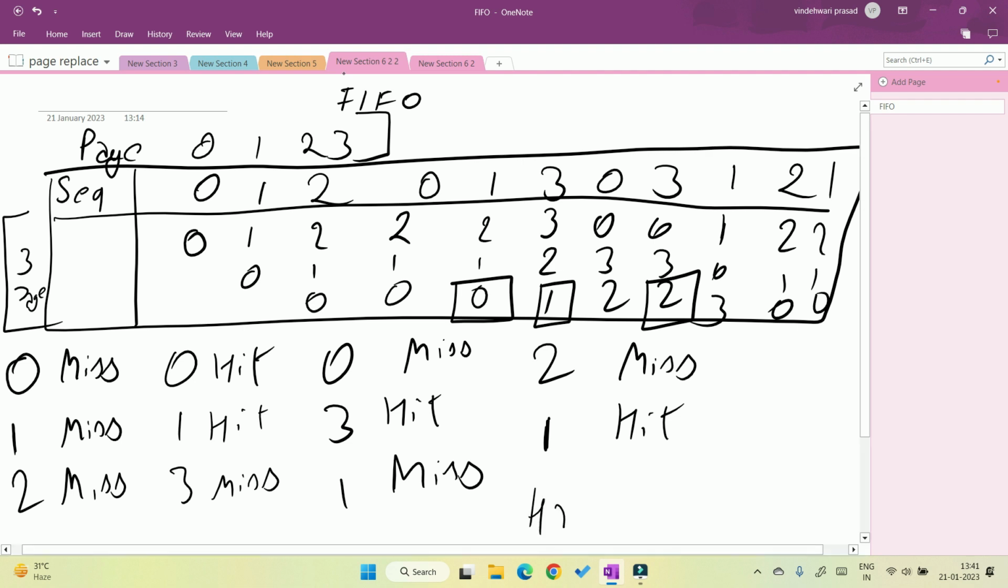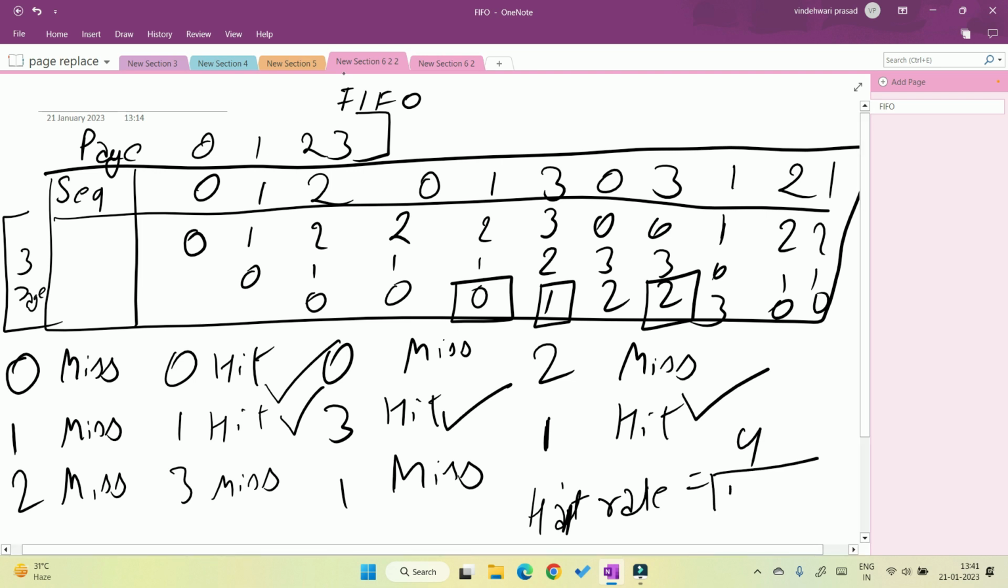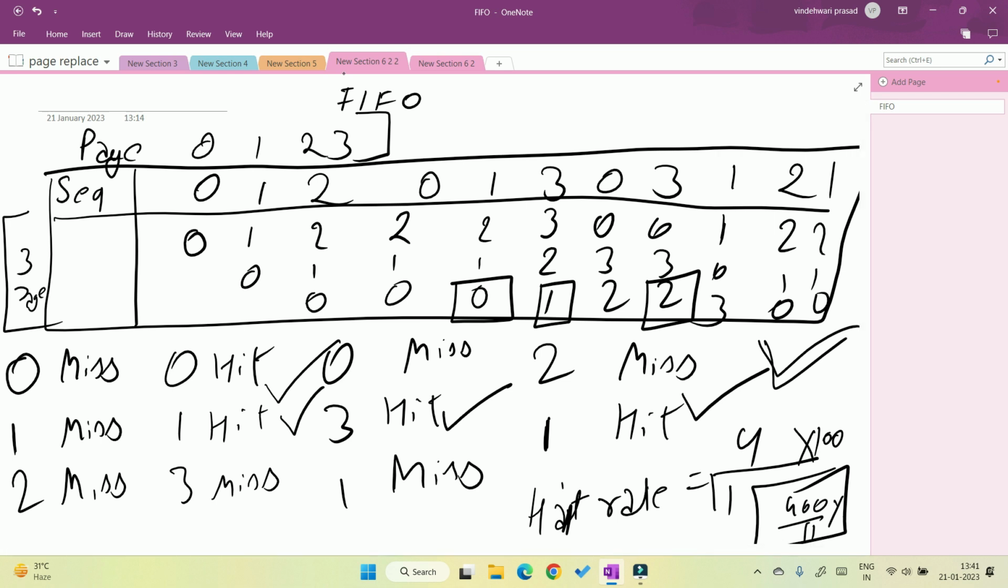Now if you calculate the hit rate, what will it be? There are only 4 times when the page required by the process is present. So only 4 out of a total of 11, times 100. So it will be 400 by 11 percent hit rate. But there is a better way by which we can optimize this, called least recently used. We see that least recently used has a better hit rate as compared to FIFO. So let's see that.